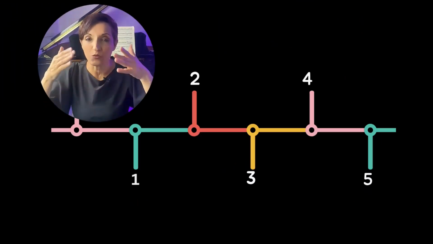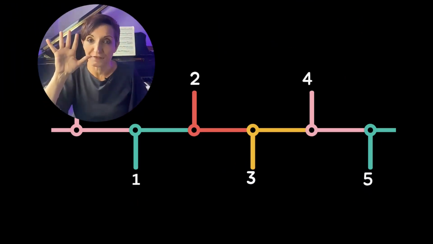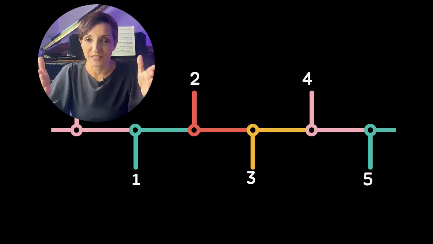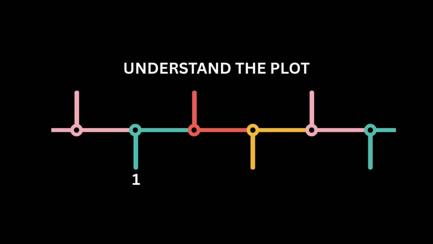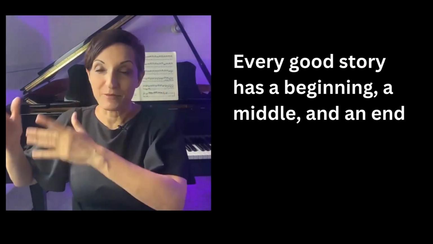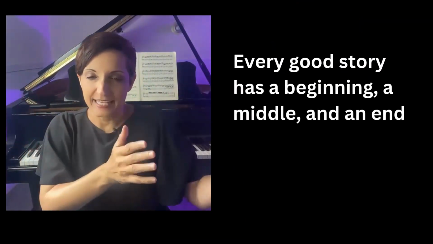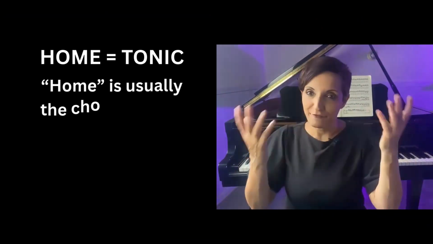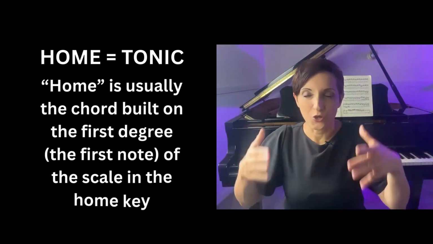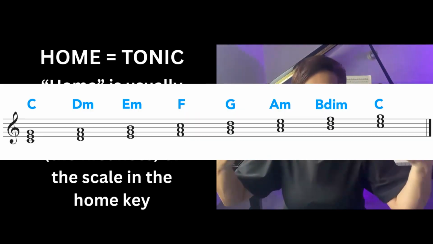Now, let me walk you through 5 points that can help you understand better without obsessing about labels. Point 1, understand the plot. Home, setup, drama, home. Every good story has a beginning, a middle, and an end. Home is where you start. It feels grounded, it feels calm. In C major, your tonic, your home is the C chord.